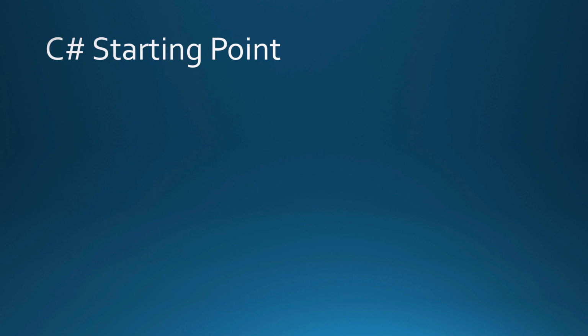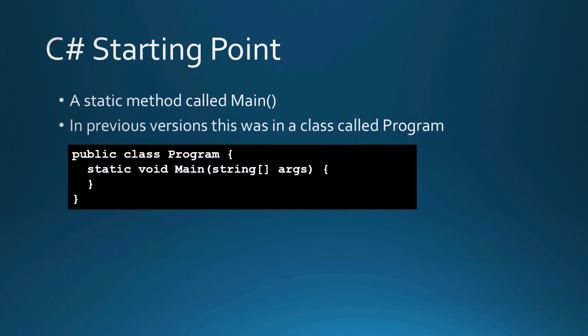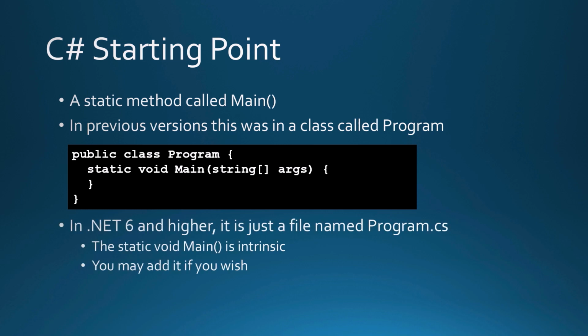There are different ways C# can bootstrap itself and start the application running. But in what we're going to do, a console application, the starting point is a static method called main. In previous versions, this was in a class called Program. So it looked like this in like the .NET Framework. In .NET 6 and higher, it is just a file named Program.cs. The static void main is intrinsic. However, you can add it back in if you wish.